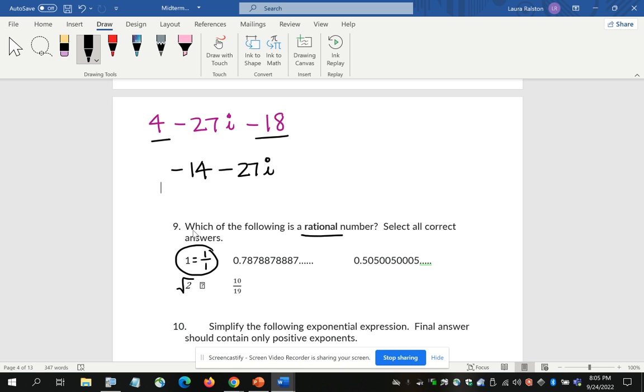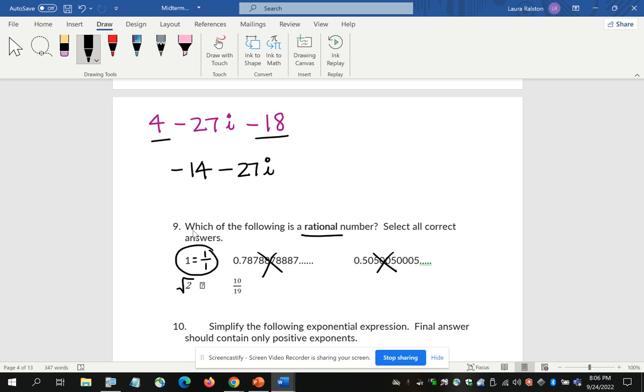I see I have a typo. That's supposed to be square root 2. I have 0.7878878887... That is a decimal, but it is not repeating, nor is it terminating. The dots indicate it keeps going, and it doesn't have a repeating pattern. So it is not rational. 0.50500500005... Again, it is not terminating as indicated by the dots, and it is not a repeating pattern. So it is not.